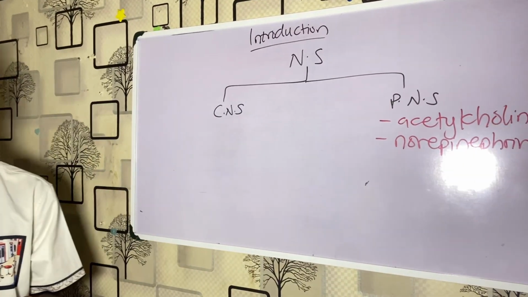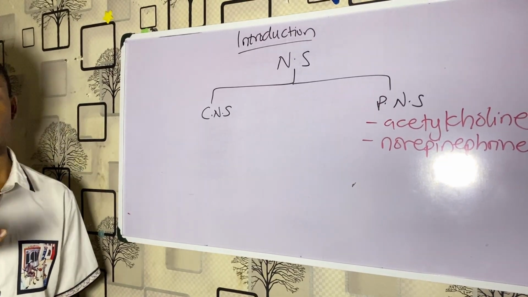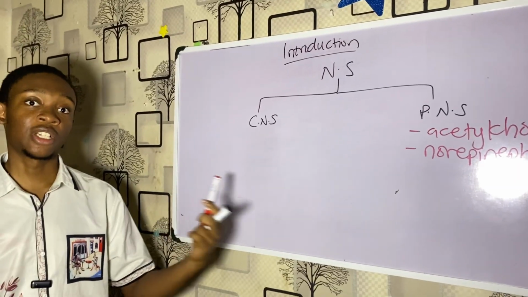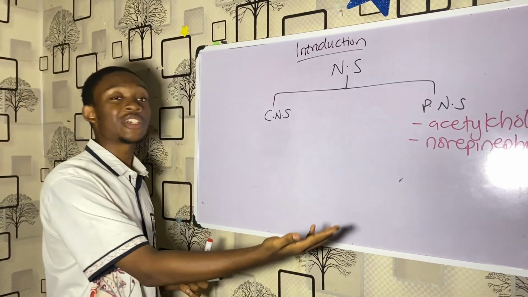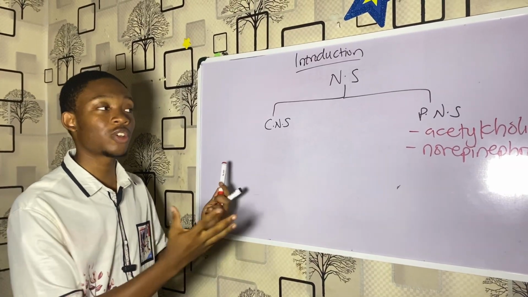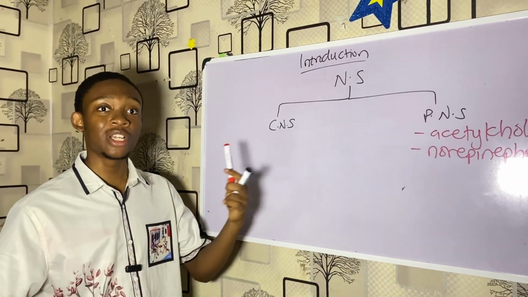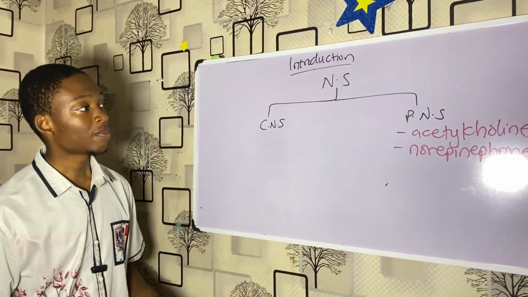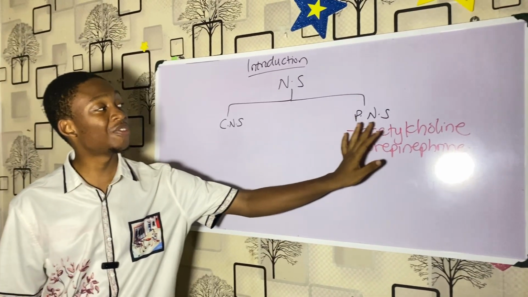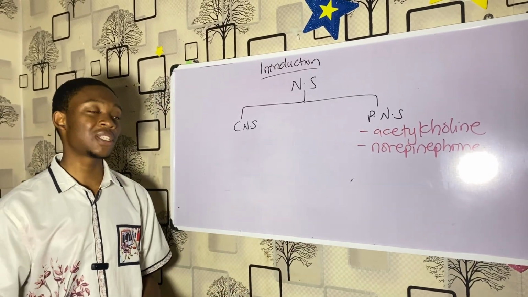Now, what is a neurotransmitter? A neurotransmitter is like a chemical which allows nerves to communicate with each other. The neurotransmitter is produced at a location called a synapse, which we will discuss later, and it allows two nerves to communicate with each other. These neurotransmitters are just a few found in the peripheral nervous system, and so the pharmacology is a bit simpler.